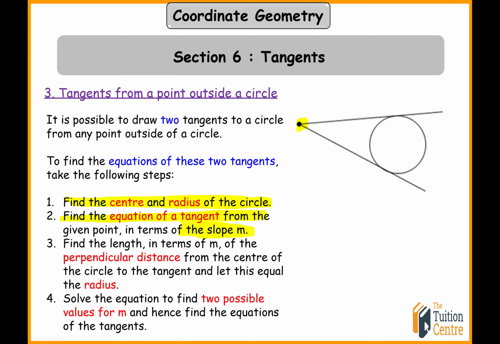We find the length, in terms of m, of the perpendicular distance from the center of the circle to the line, and you let this equal the radius distance, and then you solve the equation to find two possible values for m, and hence find the equations of the tangents. So even explaining it there isn't as simple as some of the other ones, but basically, again, if you go through your steps, do what you know, and keep following on step by step, you will get to the answer.